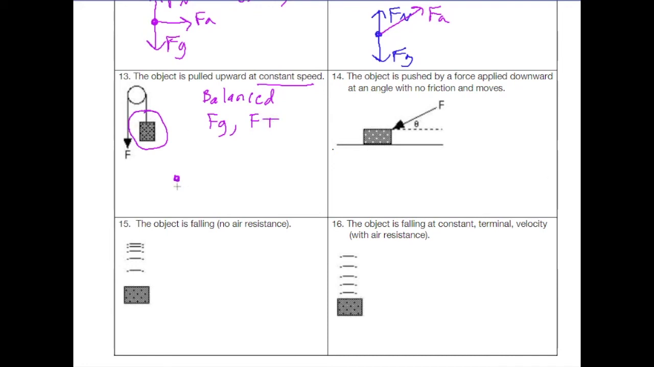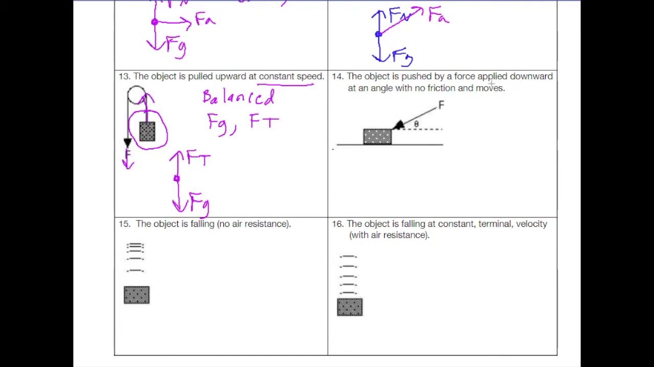So drawing my free body diagram, I have force gravity pointed down. And again, it just matters what forces are directly touching this box. I see that the force is being pulled down here, but the box is feeling the force being pulled up on it. So I'm going to have a force tension pulling up on that box.